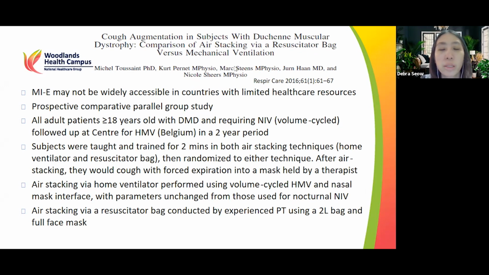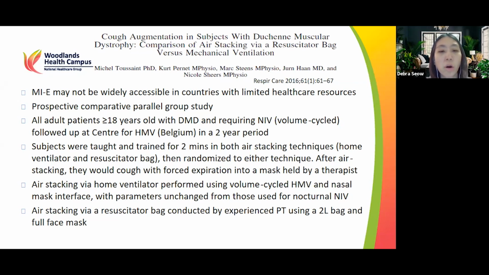This article actually compares a resuscitator bag versus mechanical ventilation. As we know, MIE may not be widely accessible in countries with some limitation of healthcare resources. So this was a prospective parallel group study with adult patients more than 18 years old, as well as Duchenne's muscular dystrophy, requiring volume cycled NIV at a Center for Home Mechanical Ventilation, Belgium, in a 2-year period.